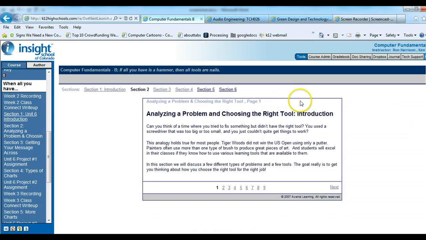So section two talks about choosing the right tool. Have you ever had to fix something and you grabbed a screwdriver that was either too big or too small, or was a slotted screwdriver rather than a Phillips screwdriver? Well, you didn't have the right tool to get the job done, right? Or think about Tiger Woods in golf. When he won the U.S. Open, or when he wins tournaments, he uses more than just a putter, doesn't he? Could you imagine golfing with a putter right off the tee? You can't do that. Painters, you just use different brushes.